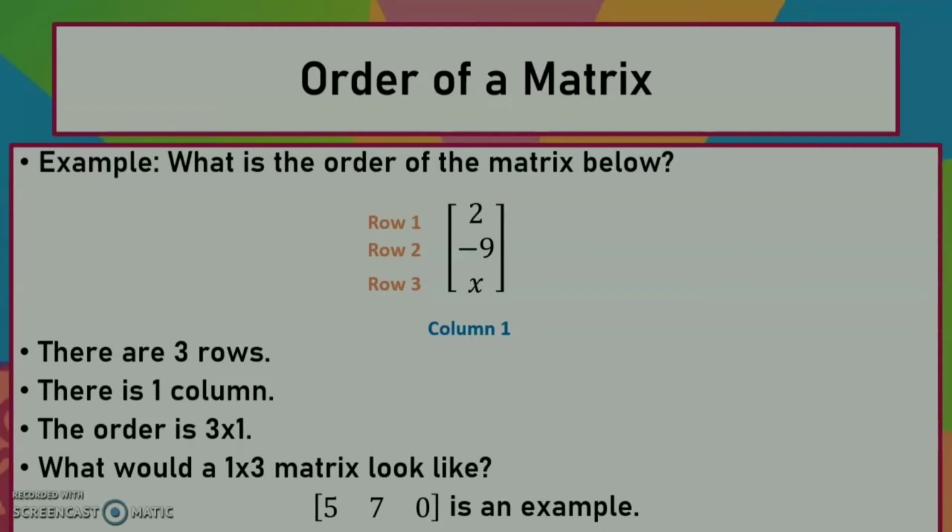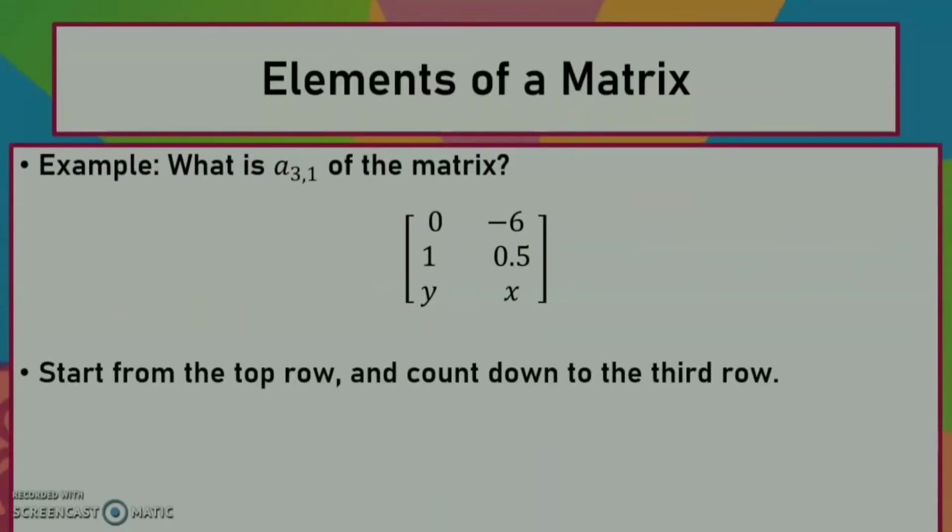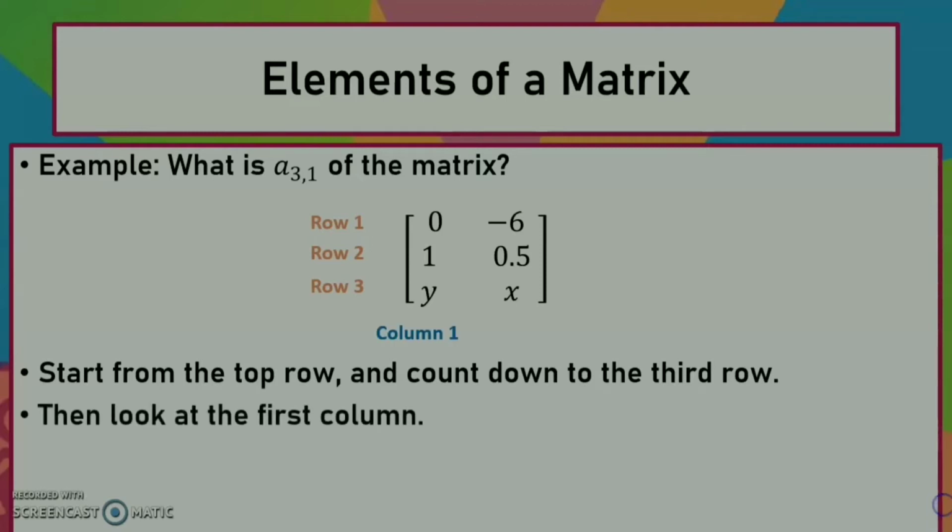Here's an example. In this question, we're asked, what is A sub 3 comma 1 of the matrix? In other words, what is the element at the 3rd row and the 1st column? Start from the top row and count down to the 3rd row, then look at the 1st column. We see that the number located there is Y.